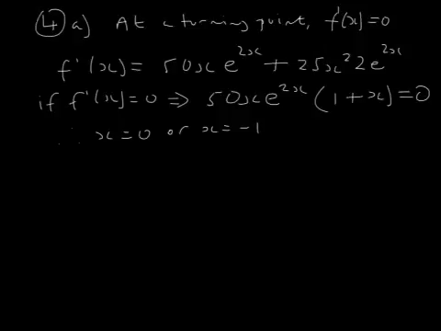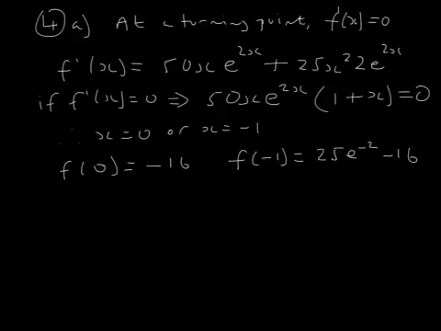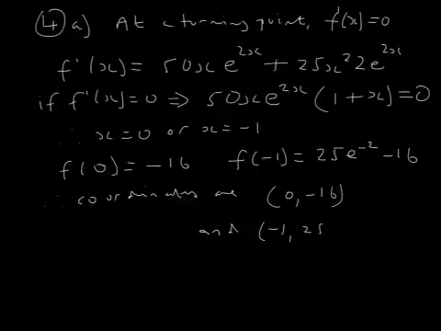Now if we put x equals 0 back into the original expression, f of 0, that works out to be minus 16. And if we put minus 1 into the original expression, then that works out to be exactly 25 e to the minus 2 minus 16. We wanted the exact coordinates, so therefore the coordinates are 0, minus 16 and minus 1, 25 e to the minus 2 minus 16.